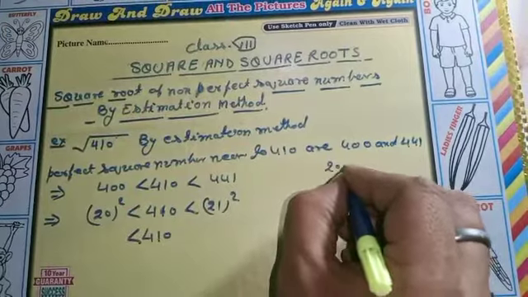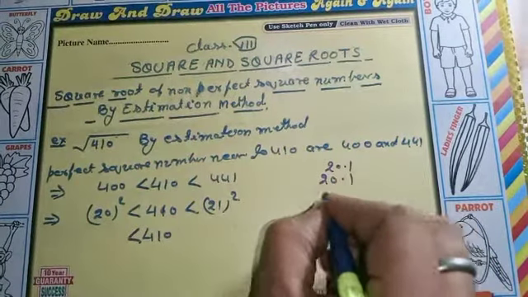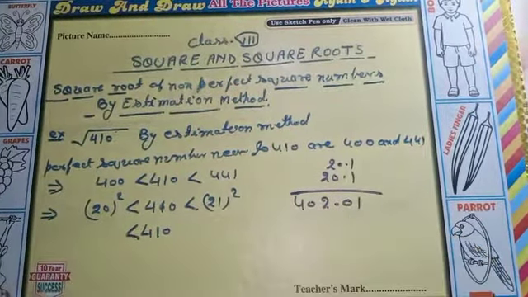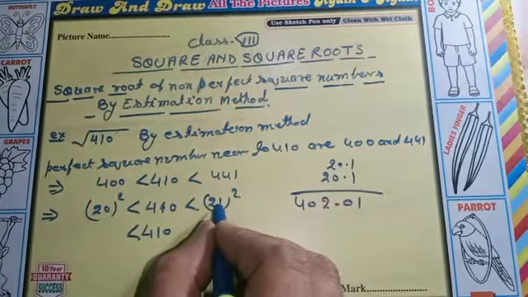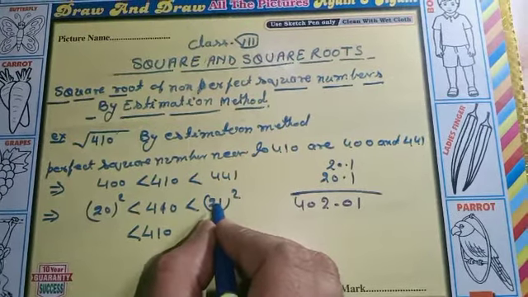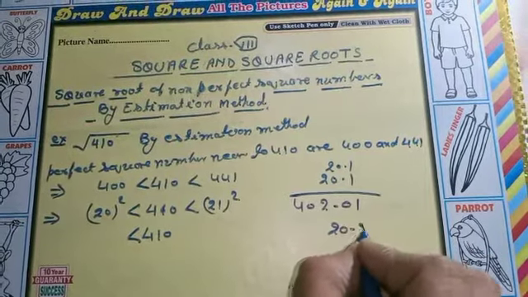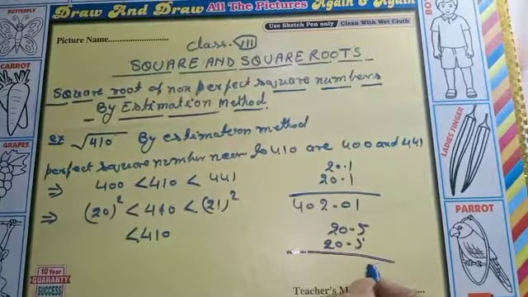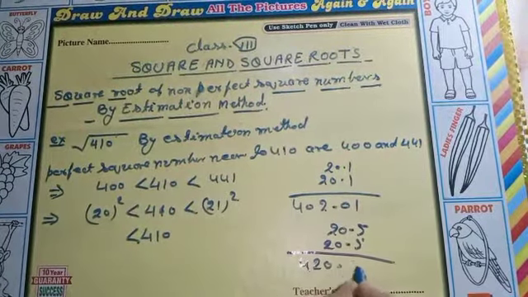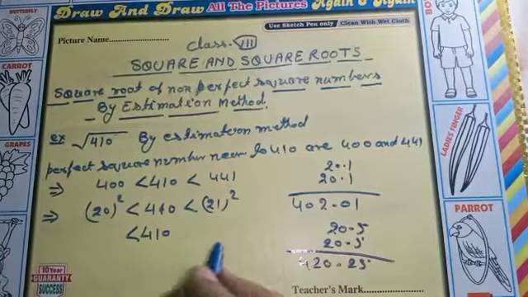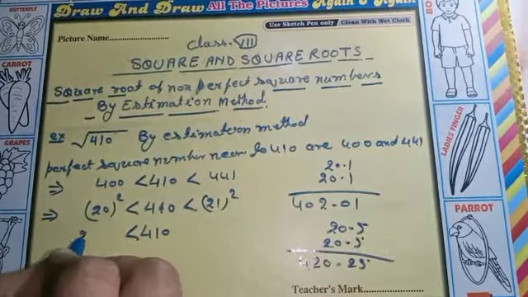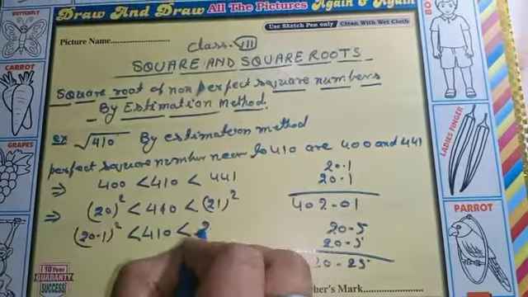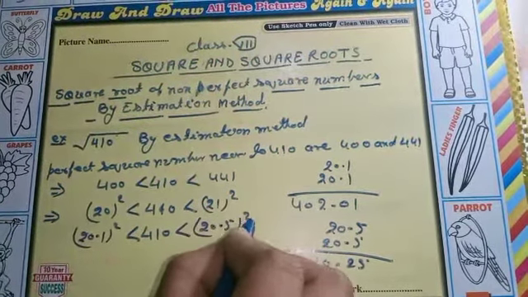Increase 20 to 20.1. The square of 20.1 becomes 402.01. Now decrease from 21 to 20.5. The square of 20.5 becomes 420.25. So 410 is greater than the square of 20.1 and less than the square of 20.5.